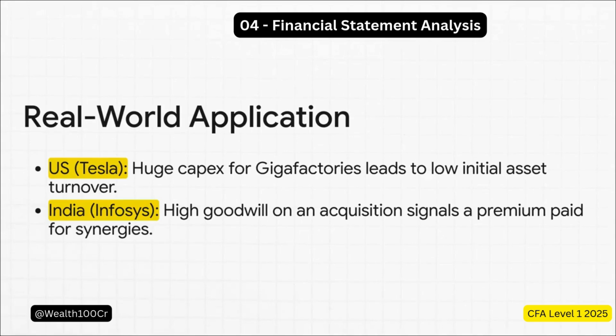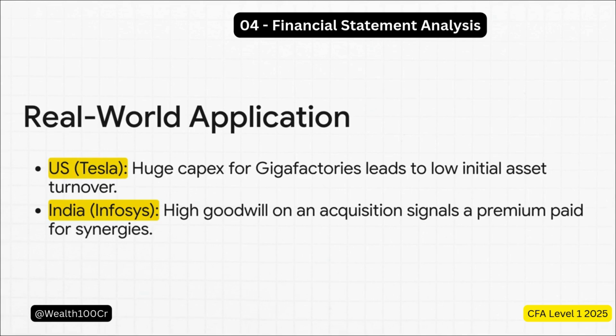So in the US context, think about Tesla building a new gigafactory. They spend billions, so their fixed assets on the balance sheet just skyrocket. In those early years, their fixed asset turnover ratio would naturally look pretty low because the revenue from that factory hasn't fully ramped up yet.